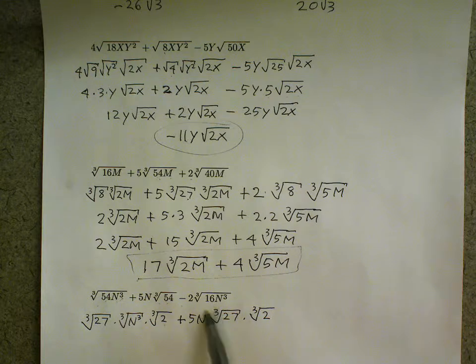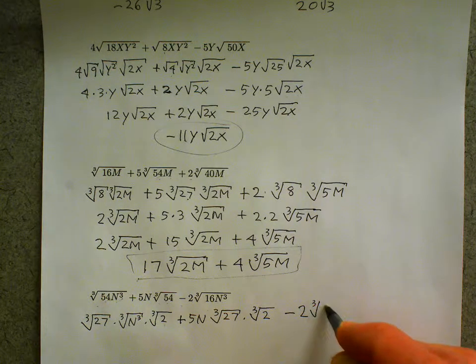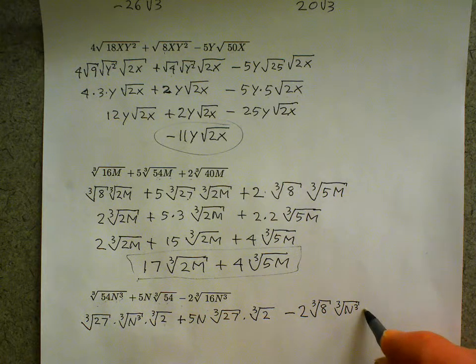And then finally, the third term, we're subtracting 2 times the cube root of 16n to the third. The largest factor of 16 that's a perfect cube is 8. And n to the third is a perfect cube because the exponent is a multiple of 3. So we have minus 2 times the cube root of 8 times the cube root of n to the third times the cube root of 2.